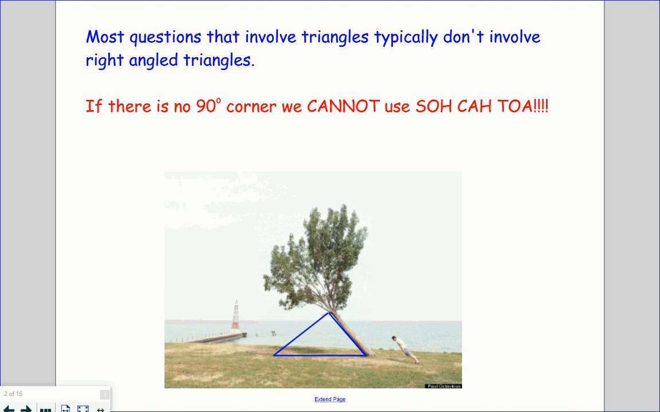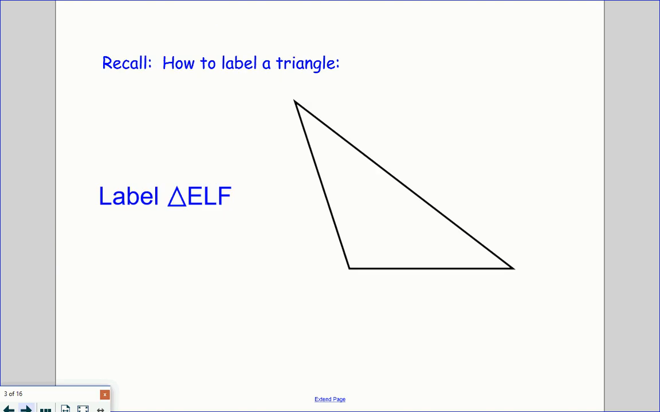You can't do that. If you're not told a corner is 90 degrees, you're not allowed to assume it is 90 degrees. So we just need to talk quickly about how to label a non-right angle triangle, because we're not going to have hypotenuse, opposite, and adjacent anymore. We don't use those labels in non-right triangles.